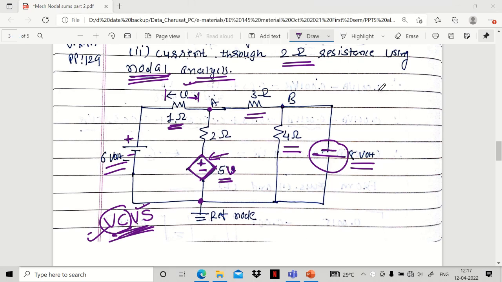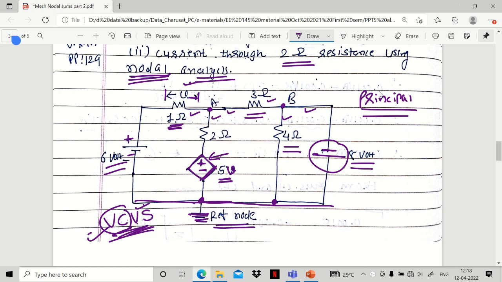Okay, now step number 1, first of all identify the principal node, in case of a nodal analysis, and in case of mesh analysis identify the meshes. So in this case this is a principal node because at this node these circuit elements are connected together. This is also a principal node because at node number B, 3 circuit elements are connected. So more than 2 circuit elements connected means it is a principal node. So A and B are the principal nodes and this lower one is the reference node. It is also a principal node, but it is considered as the reference node. One node should be considered as reference node.